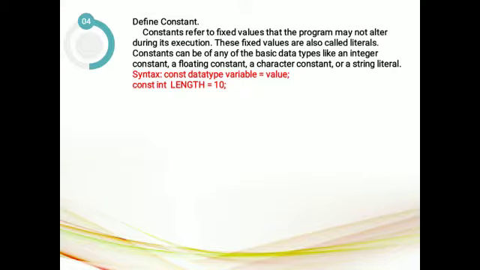Constants. Constants refer to fixed values that the program may not change or alter during its execution. These fixed values are also called as literals. The constants can be of any basic data types like an integer constant, floating point constant, character constant or a string literal. Syntax: const data type variable = value. Example: const int length = 10. Where const is the keyword, int is the data type, length is the variable and 10 is the constant value that is assigned to the variable length.